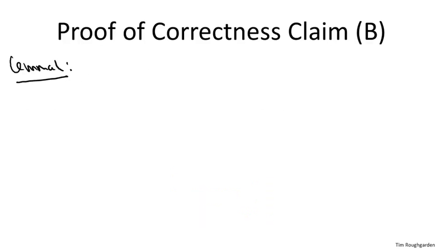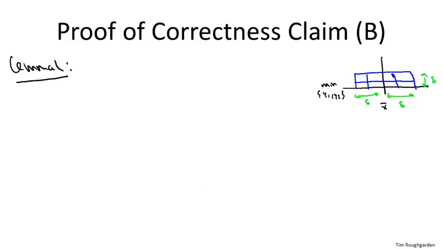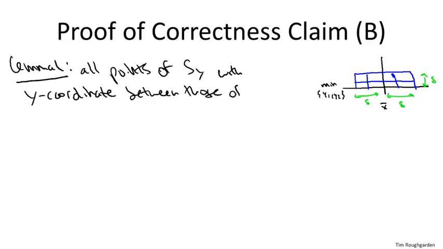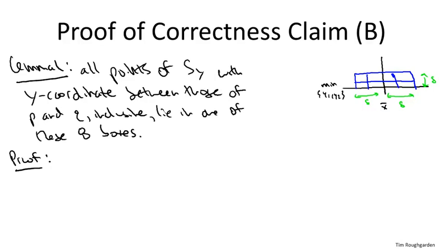Lemma 1 is the easy one, and it states that all of the points of S_y which show up in between the y-coordinates of the points we care about, P and Q, have to appear in this picture. They have to lie in one of these 8 boxes. We're going to argue this in 2 steps. First, we're going to argue that all such points have to have y-coordinates within the relevant range of this picture, between the minimum of y1 and y2 and delta more than that. And secondly, that they have to have x-coordinates in the range of this picture, namely between x bar minus delta and x bar plus delta.